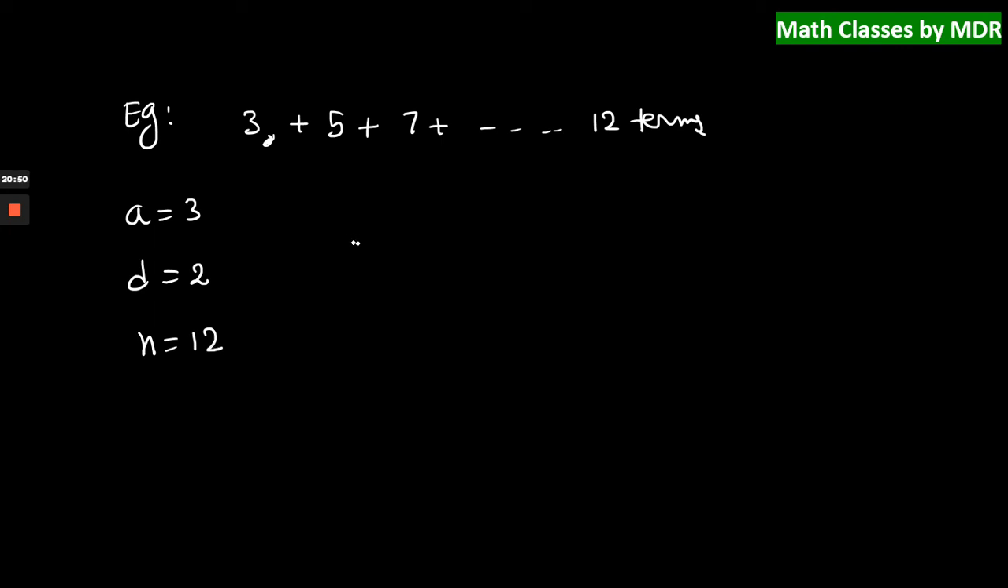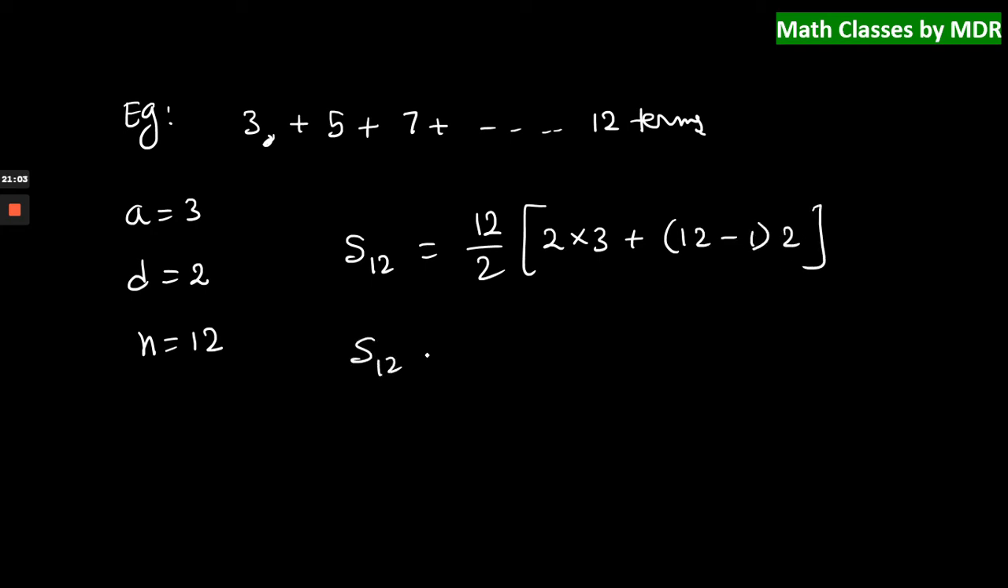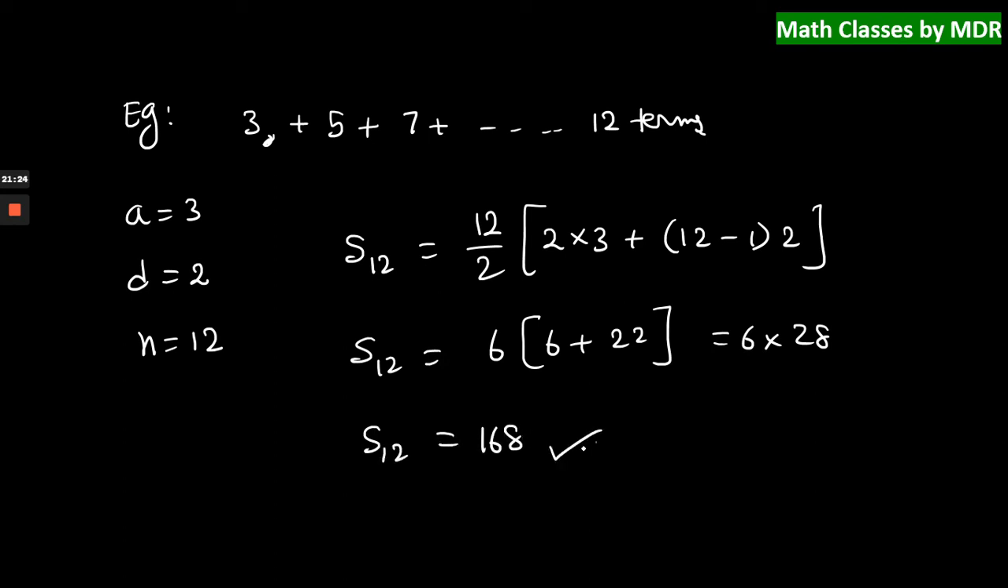And how many terms are there? 12 terms. Now to get the sum of all the 12 terms, we can use n by 2. n by 2 is 12 by 2. 2a is 2 into 3, and 12 minus 1 into 2 gives the sum of the 12 terms of the sequence. That is 6 into 6 plus 11 into 2, which is 22. So 6 plus 22 is 28. So 6 into 28 is 168. So we have the sum of the first 12 terms of the sequence.